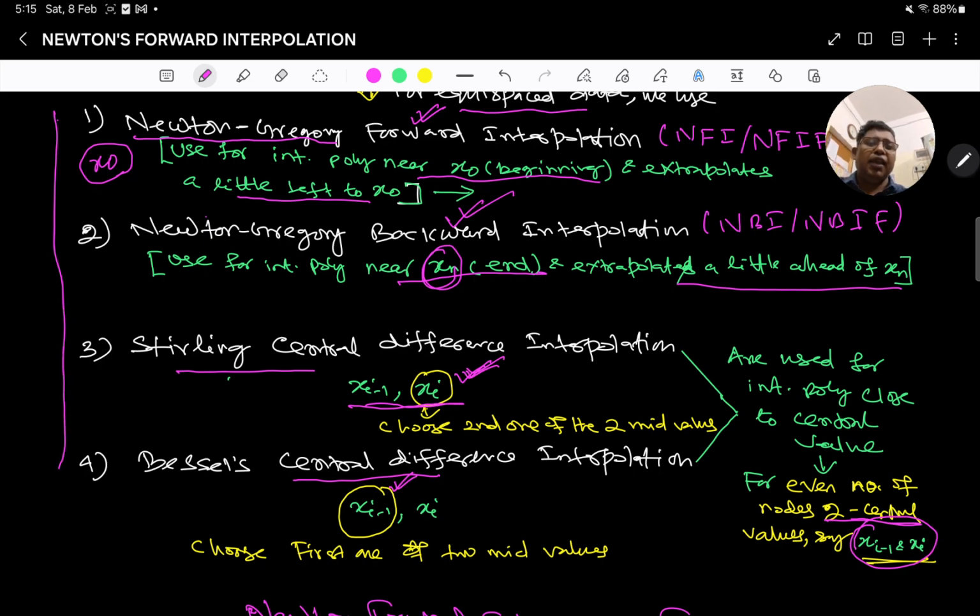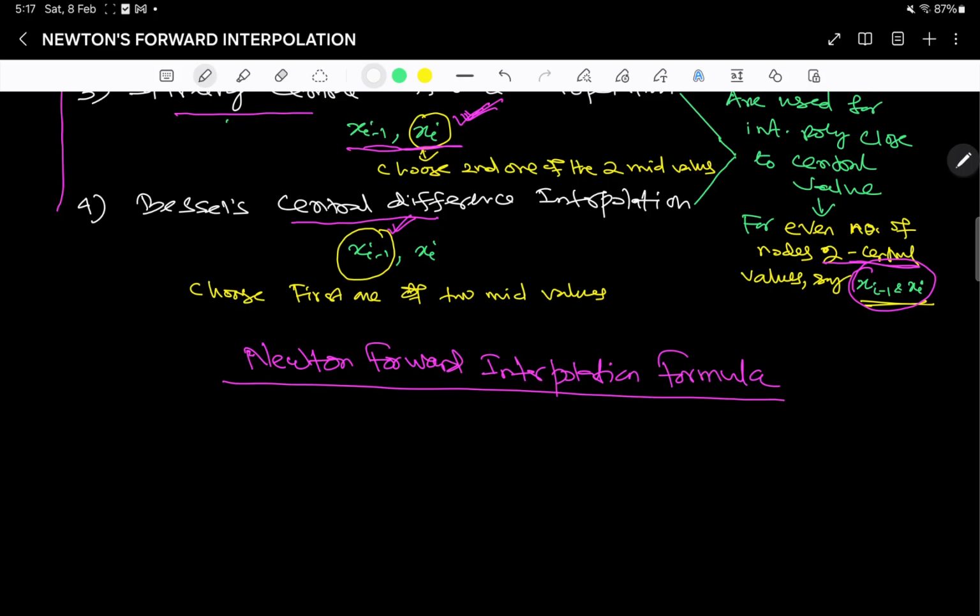However, we can choose any of the formulas we like. So without much delay, let us now derive the interpolation formula. Let us derive the formula for Newton's forward interpolation, NFIF, Newton's forward interpolation formula.